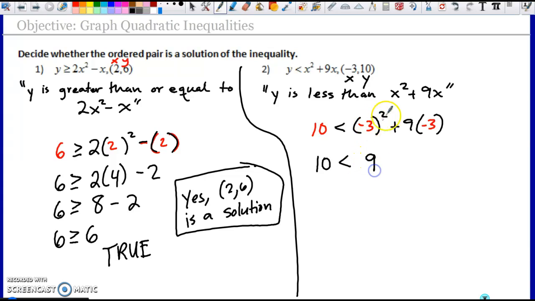I have to do that first. 9 times negative 3 is negative 27. 10 is less than 9 minus 27. 9 minus 27 is negative 18. Is 10 smaller than negative 18?